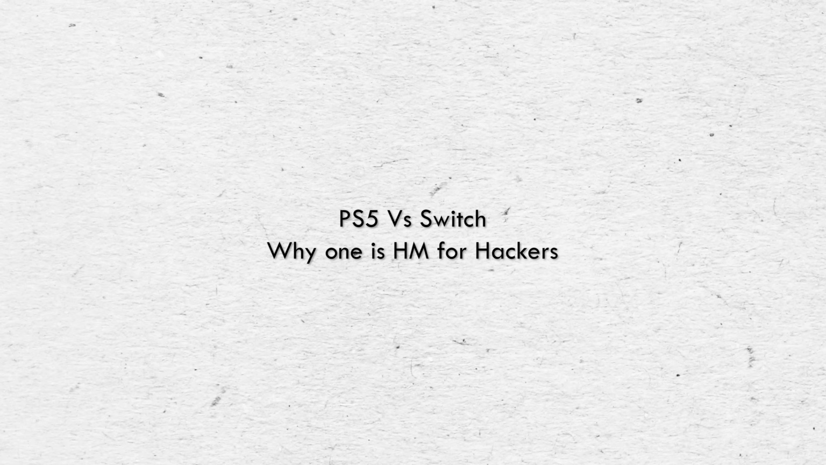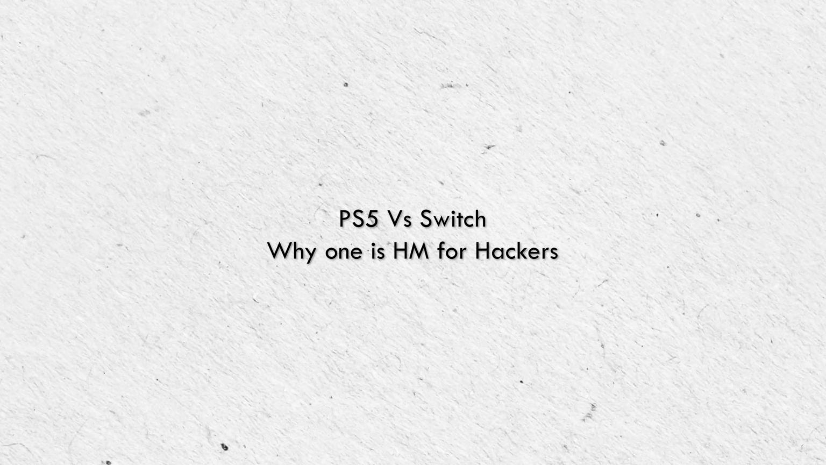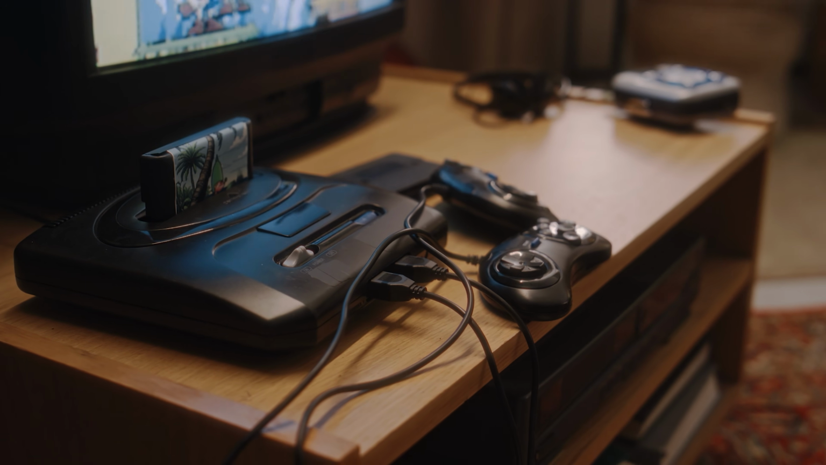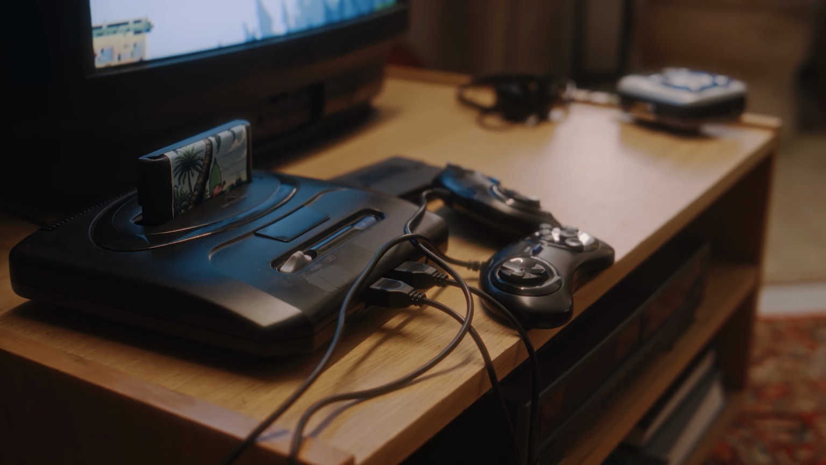PlayStation 5 versus Switch: why one is hard mode for hackers. Let's put this all together with our two case studies, the PlayStation 5 and the Nintendo Switch. We'll touch on the Switch successor too in a moment. Nintendo Switch: it runs a custom OS without a hypervisor, relying on TrustZone for critical security.